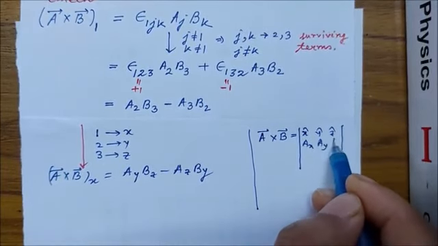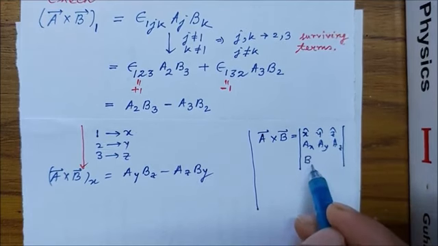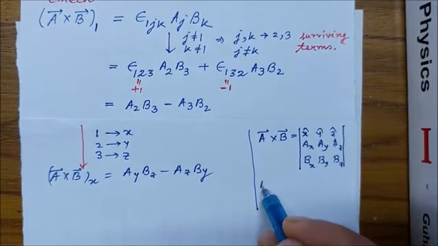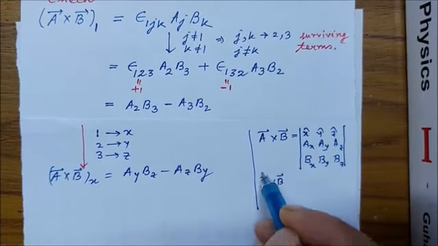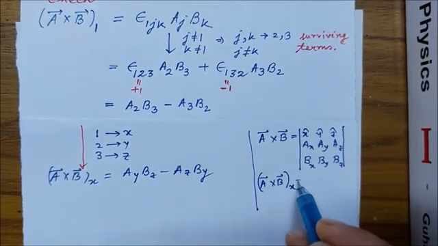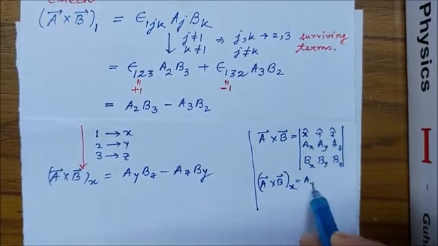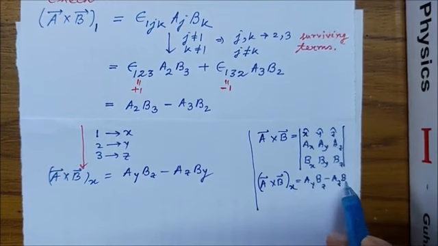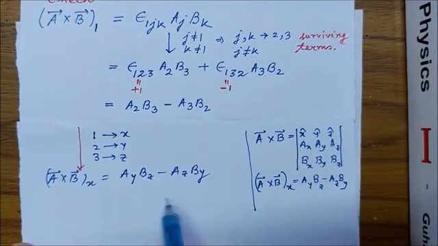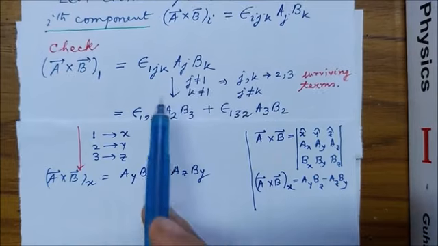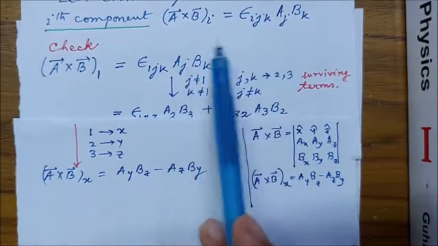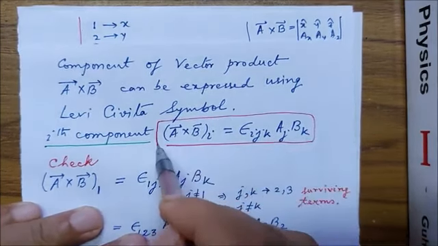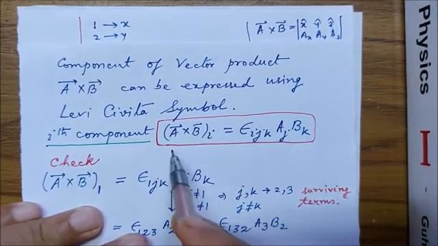here we have in this row Ax, Ay, Az, and the last row is Bx, By, Bz. So then the x component will be given by Ay Bz minus Az By, which is what we got here starting from this formula. So this formula is established, and clearly it is a very simple formula that we'll be using over and over again.